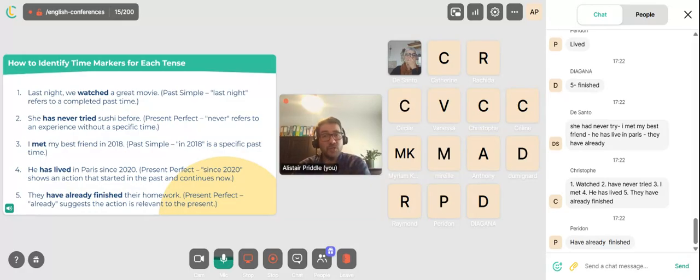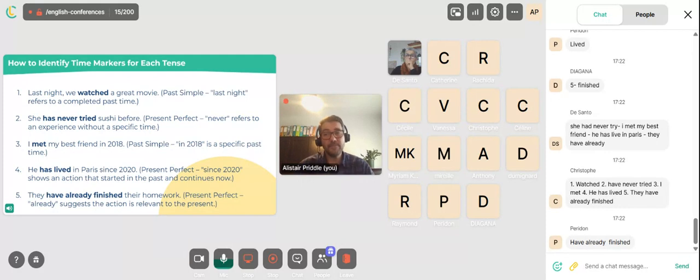Number 2, she has never tried sushi before. This is the present perfect. Never refers to an experience without a specific time at any time in the past. So she has never tried sushi before.